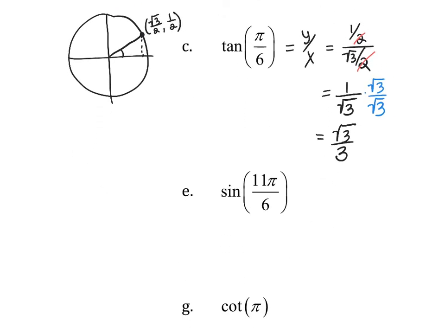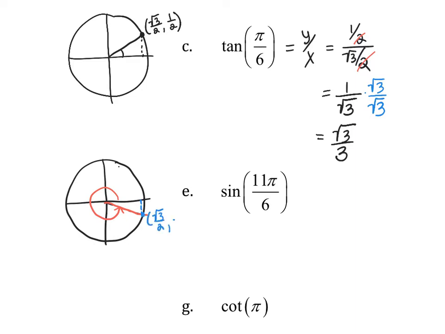Okay, 11 pi over 6 is 30 degrees off of 360 in the negative direction, but as a positive angle it would actually go all the way around like that, so it would be like 330 degrees. Again, this is one of those 30, 60, 90 triangles. The x-coordinate is root 3 over 2, the y-coordinate is negative 1/2 because we're in the fourth quadrant. The y value is negative, and sine is the y over r, so negative 1/2 over 1, which we don't really need to write.